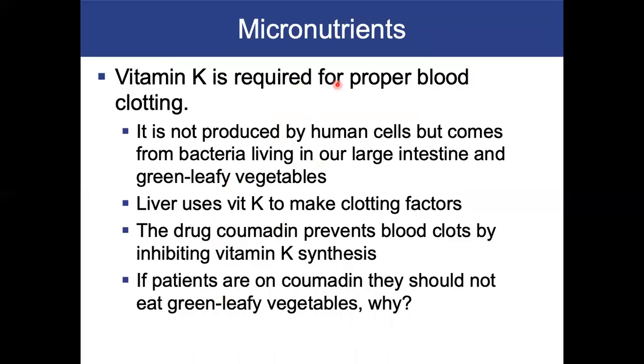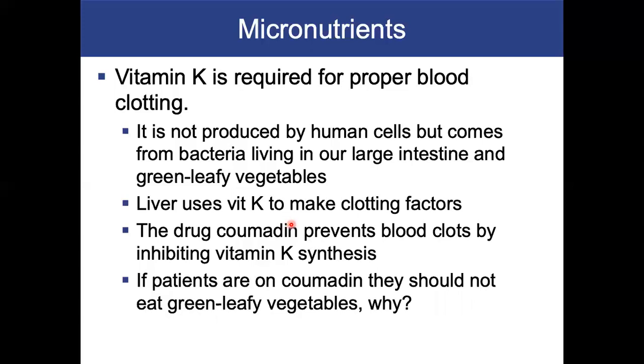Vitamin K is required for blood clotting. Vitamin K is actually not produced by our cells, but it comes from bacteria living in our large intestine. These bacteria love green leafies. Green leafy vegetables make these guys go crazy and break down those green leafies. And you do have vitamin K in some of those green leafies. So the vitamin K is going to go to the liver. The liver actually uses that vitamin K to make clotting factors, so clotting factors to form blood clots.